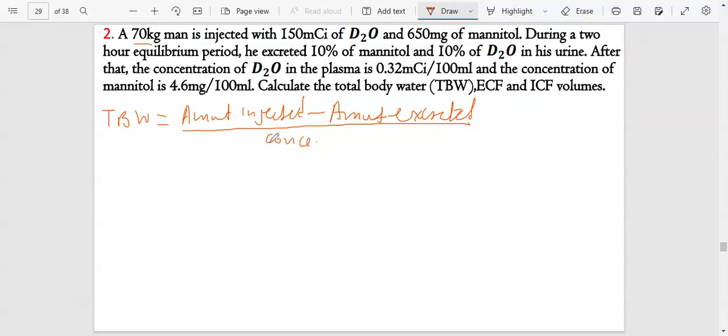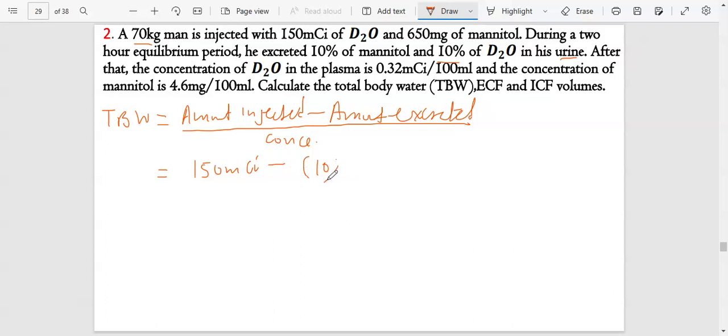Now, to measure total body water we use D2O. So what is the amount which was injected? 150 millicurie was injected, so that would be 150, minus how much was excreted. We've been told 10% of D2O was removed via urine. So that is what was excreted. So what was excreted is 10% of what was taken in.